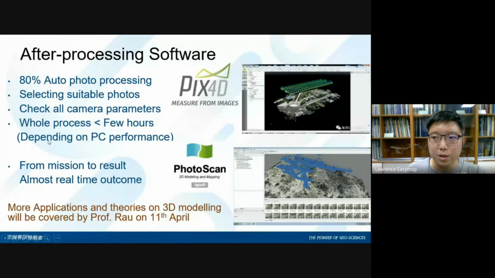Particularly for search and rescue or some disaster times, it is very important to know the real situation, the large-scale situation, in real time. And there are some other applications and theories on 3D modeling, which Professor Yeou will cover in another section on the 11th of April.